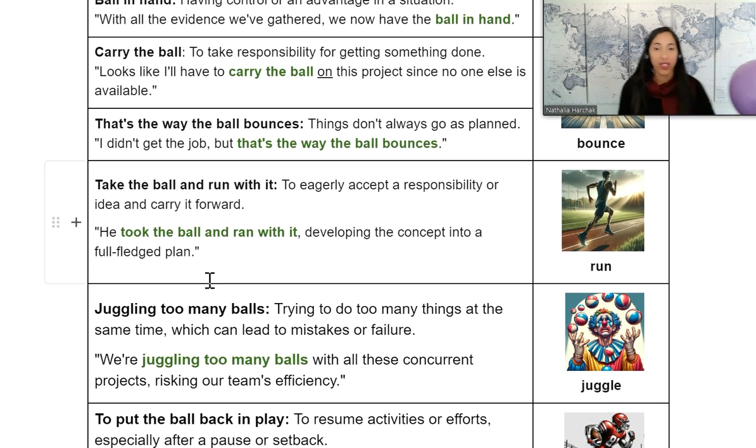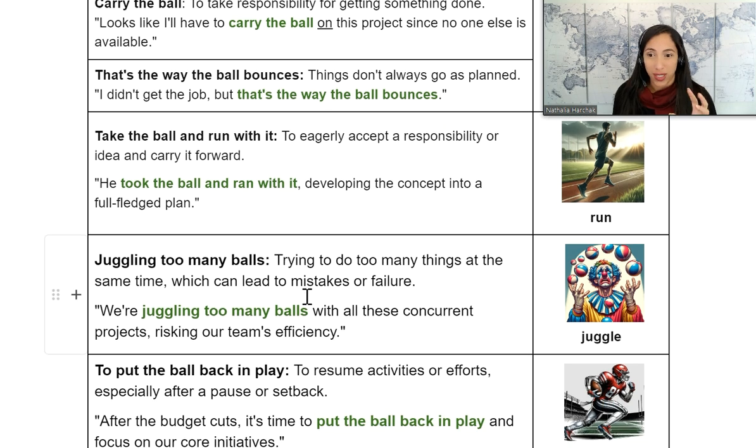Okay, take the ball and run with it. Like when you see an American football game, you know, if somebody takes the ball, they have to run with it, right? So they can have a touchdown. I don't know if you guys watch American football. I don't really understand the rules. I know the basics, but that's basically where this expression came from. So take the ball and run with it.